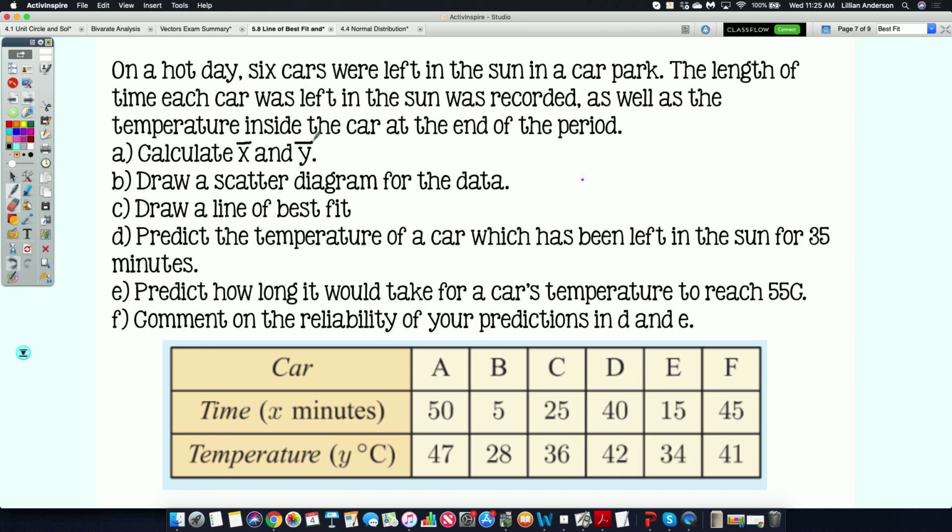I want you guys to do that now using your calculator. What was the mean for your x's? 30. 30, and your y's? 38. Okay. Now we're going to draw a scatter diagram for the data. I provided a centimeter paper for you. Okay, so I didn't put it in here.